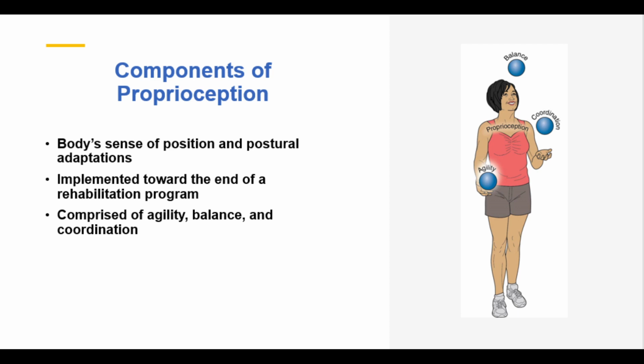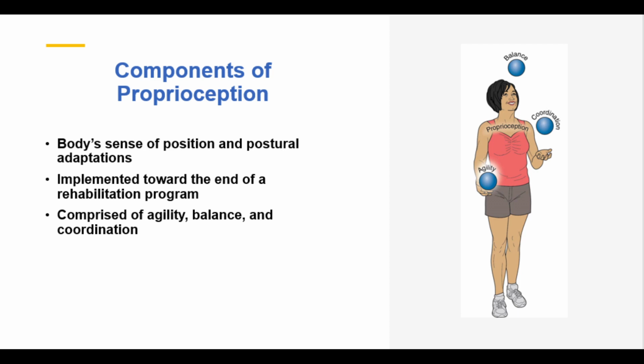Proprioception refers to the body's sense of position and postural adaptations. This is a component that is worked on, or the various elements of proprioception are worked on, during a rehabilitation program. Specifically, proprioception is comprised of agility, balance, and coordination. It is obviously necessary for individuals to have flexibility, muscle endurance, and muscle strength as well.